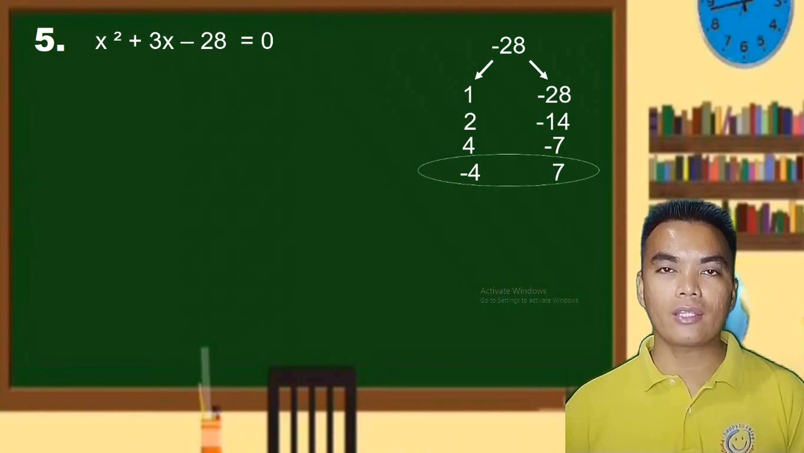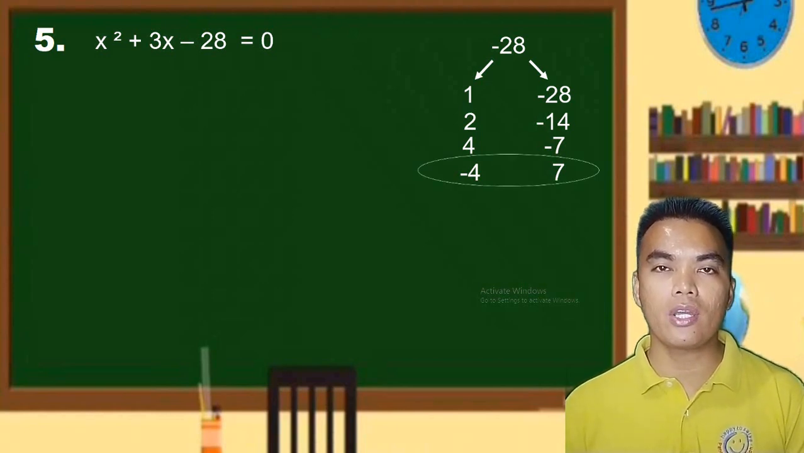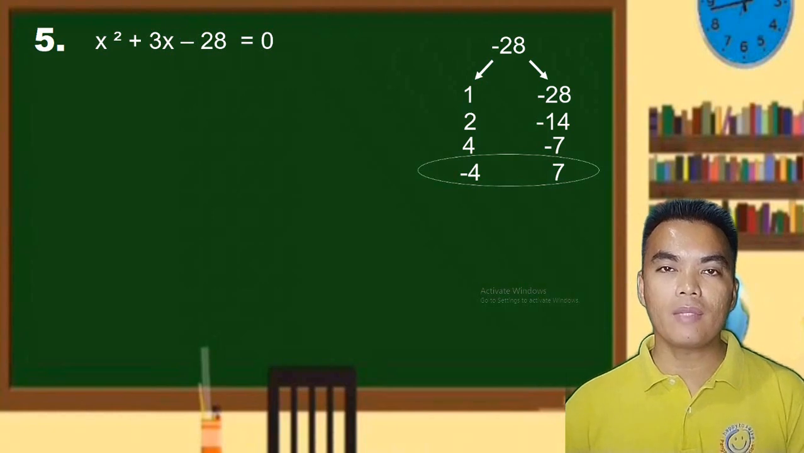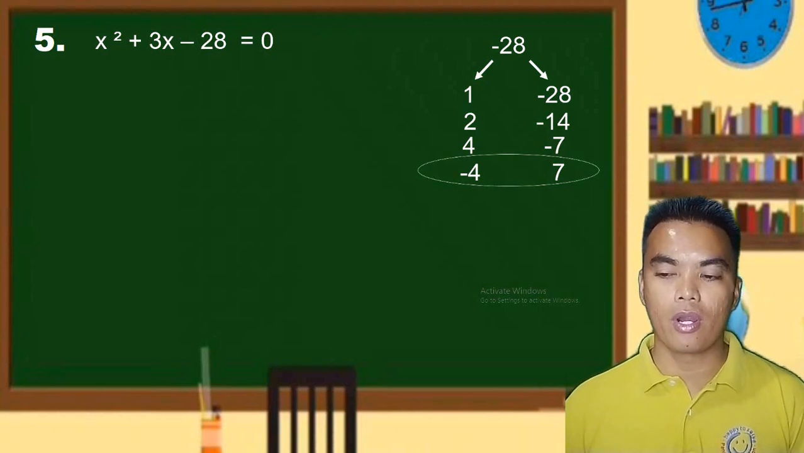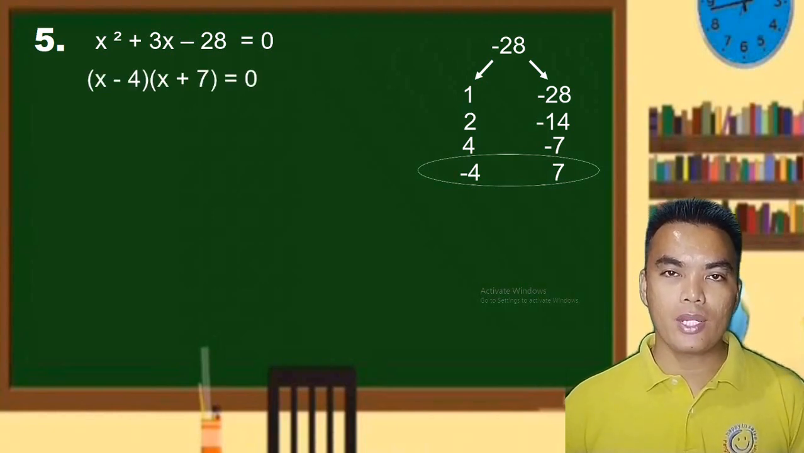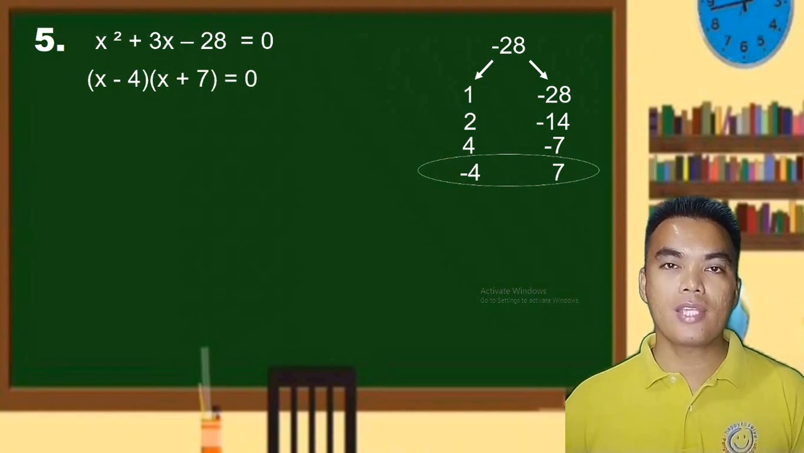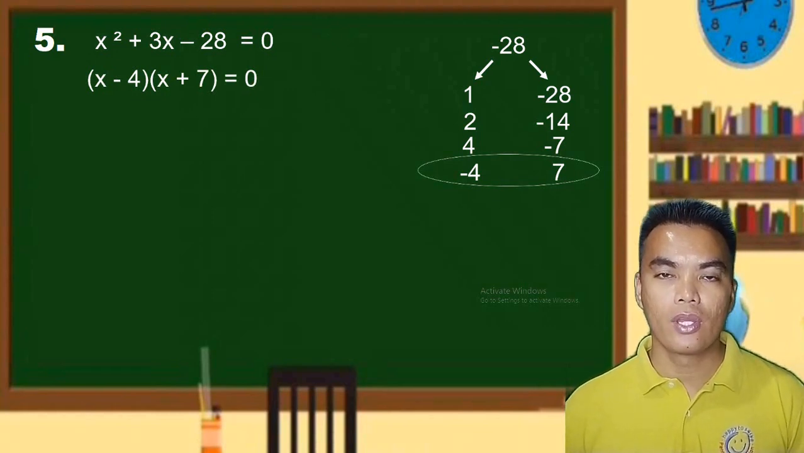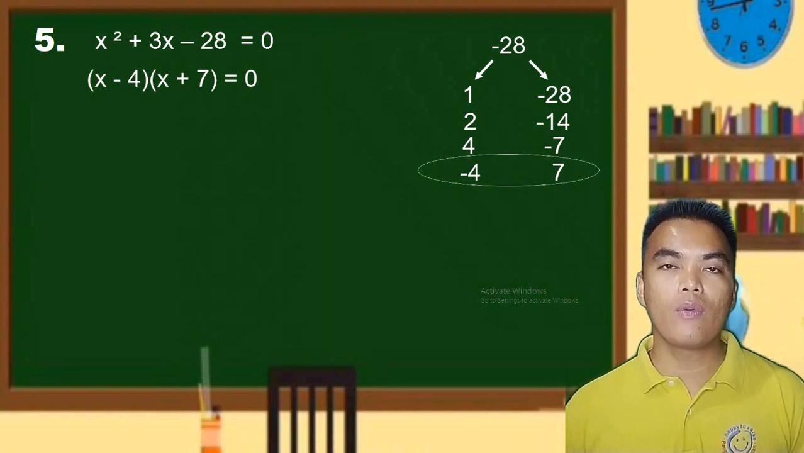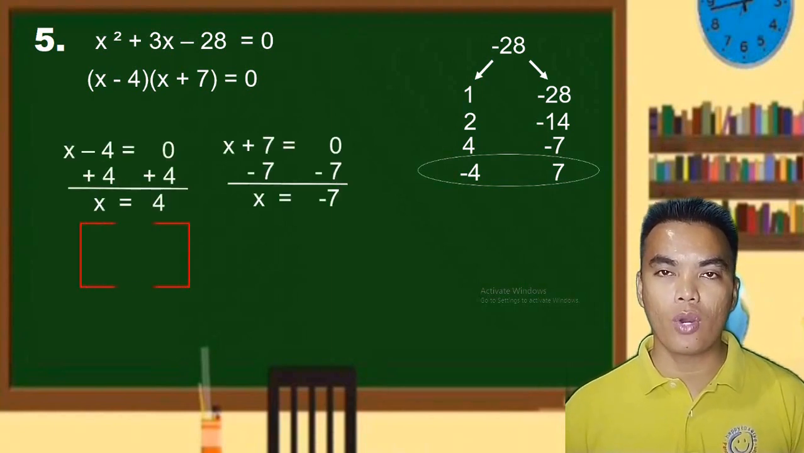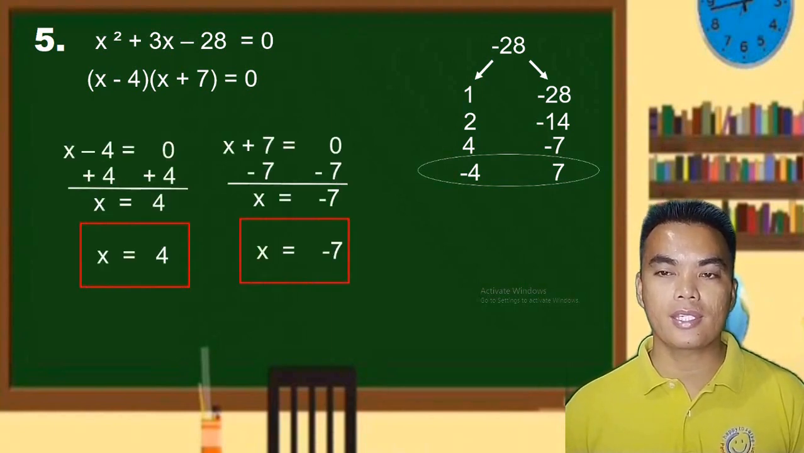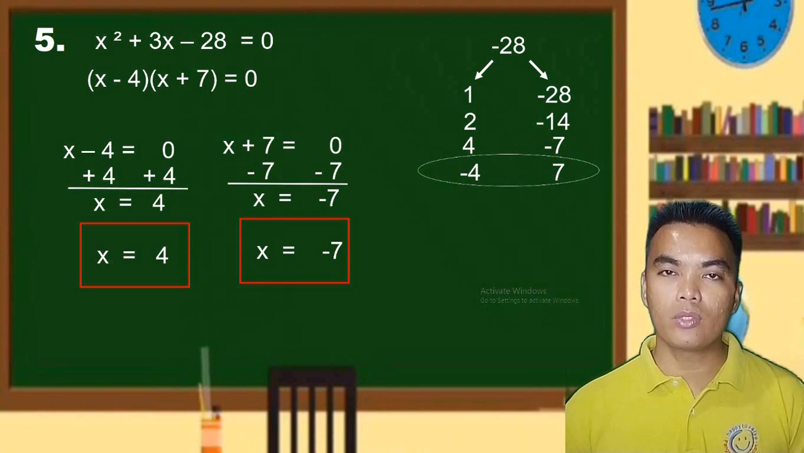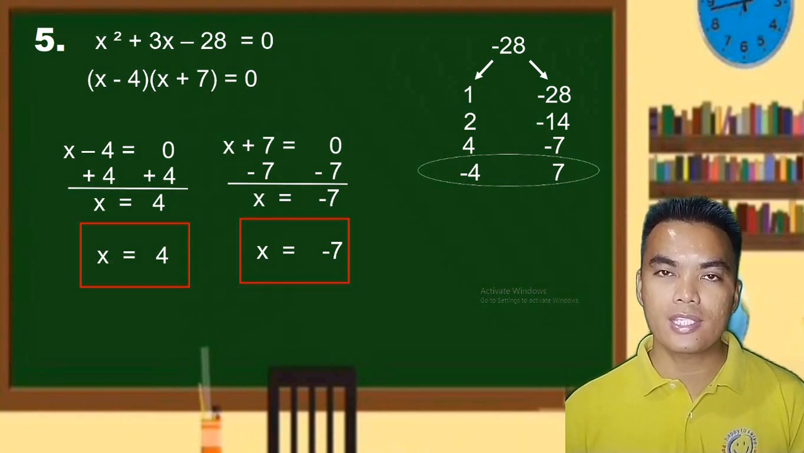So we will get the factors of the given quadratic equation from the factors of negative 28, which are negative 4 and 7. So (x - 4)(x + 7) = 0. If we equate that, we will get x = 4 and x = -7. So these are the two values of x from the given quadratic equation.